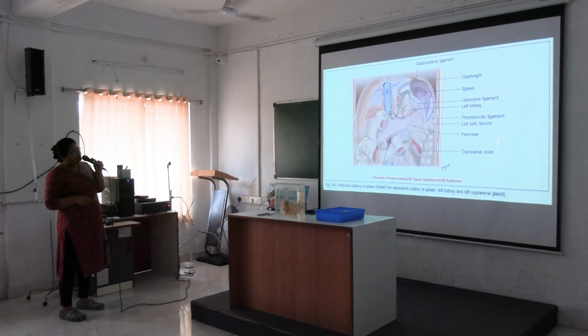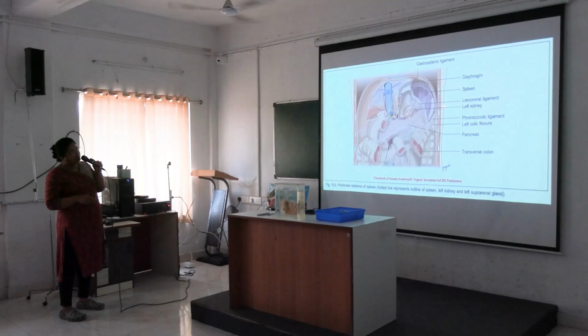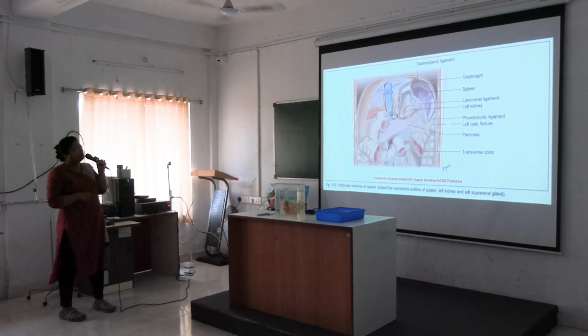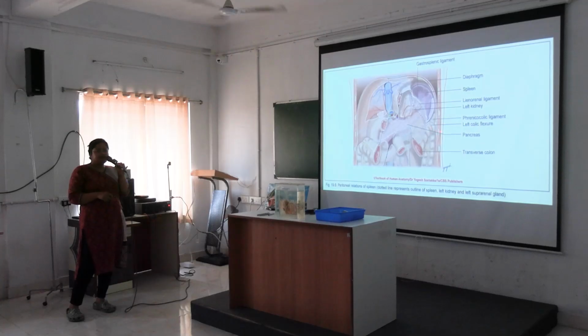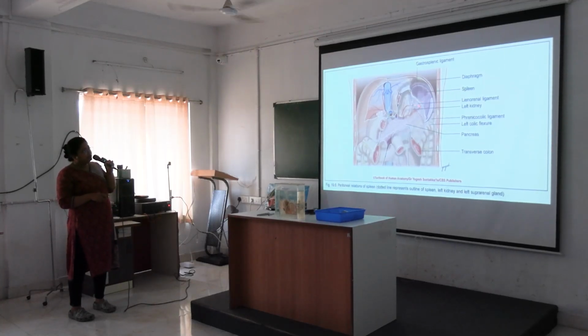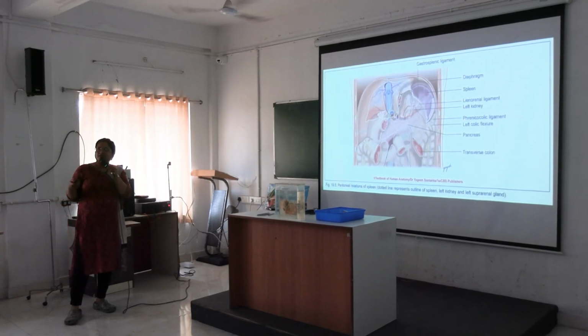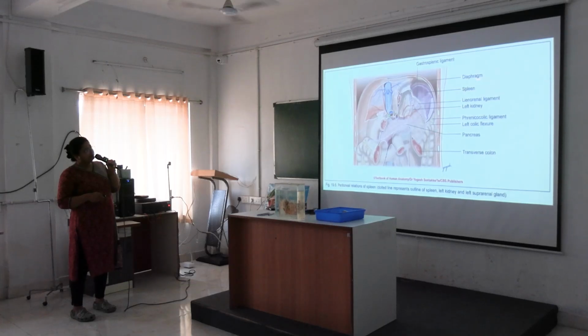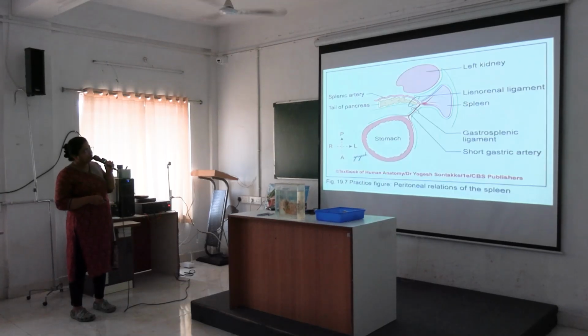And lienorenal, okay, here the phrenicocolic has been shown. The phrenicocolic is connecting the left colic flexure with the spleen. And here is the lienorenal. Both the gastrosplenic ligament and lienorenal ligament are continuous with each other near the hilum of the spleen. Lienorenal is connecting the spleen with the kidney. Okay, so these are the main ligaments.